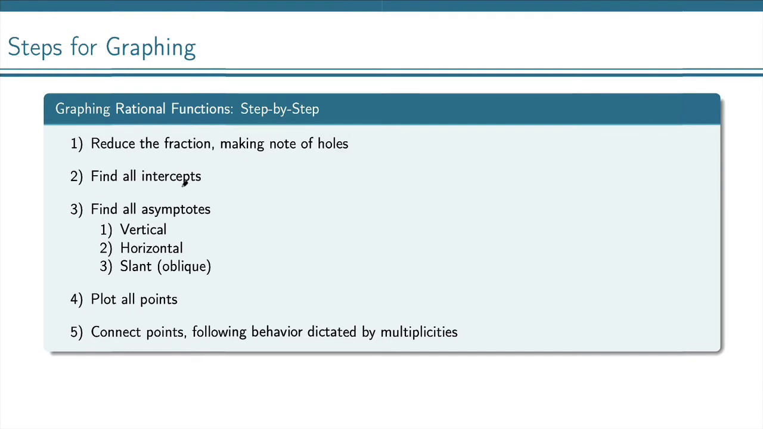Then we'll do all of our intercepts, x and y intercepts. And then we'll do our asymptotes. For our slant asymptotes, these occur only when the degree of the numerator is one more than the degree of the denominator. And to find that asymptote, we do polynomial long division, and the quotient is the equation of the line, the slant asymptote. Then we plot everything that we have and we connect it all. So let's go ahead and just do an example.